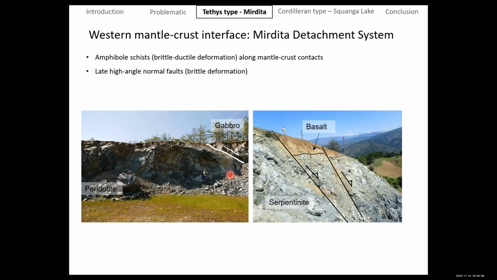This is why we call this boundary between the mantle and the crust in the Mirdita ophiolite the Mirdita detachment system. It's because we have a span of deformation from ductile to brittle, and we see overprinting relationships between the two, between all of brittle to ductile.